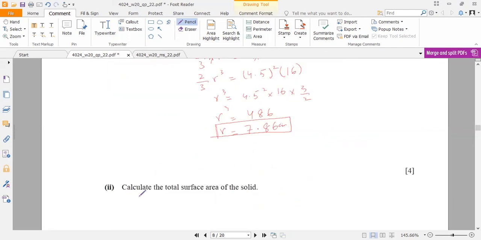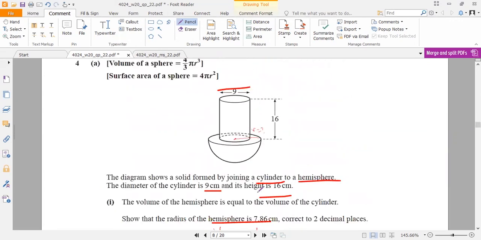Okay, now come to part 2. Calculate the total surface area of the solid. For the total surface area, firstly, we need to find the surface area of the hemisphere, but it includes this part of the circle as well. For this, we need to subtract the circle of the cylinder from this.